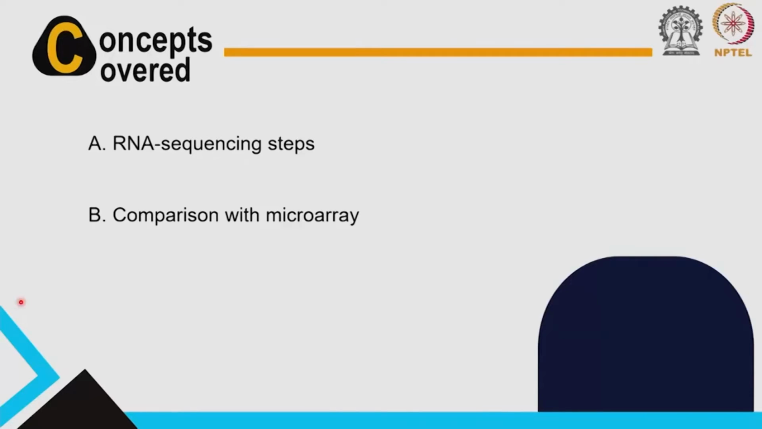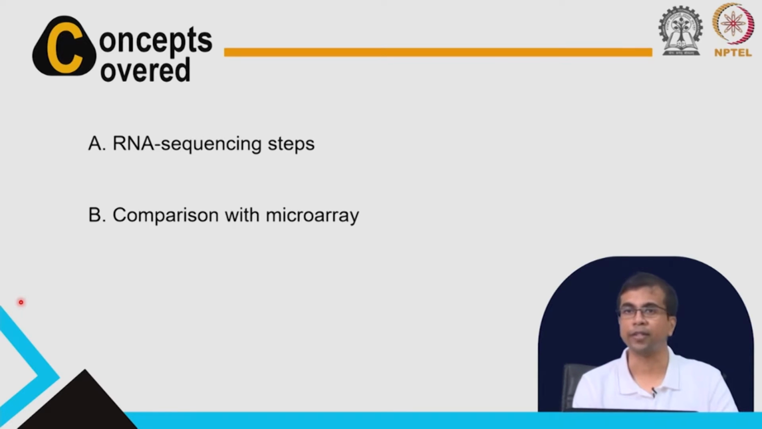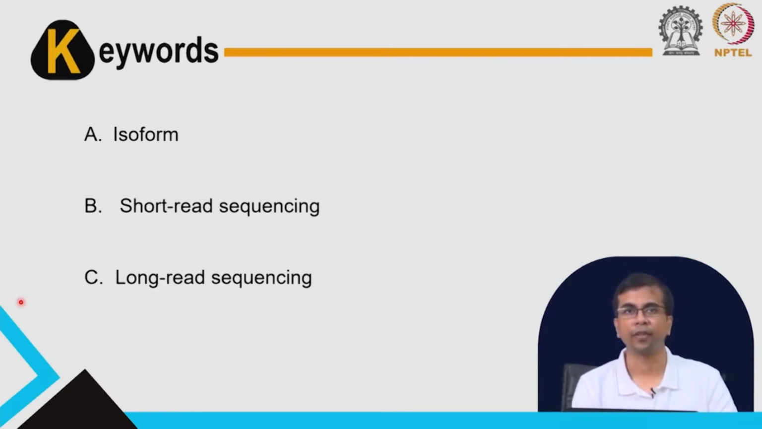In this class, we will introduce what is RNA sequencing, different aspects of RNA sequencing and what are its advantages over the earlier methods. Okay, so, let us start. We will talk about these RNA sequencing steps in brief, and we will also compare with microarray and talk about advantages of this NGS based transcriptomic analysis. These are the keywords we will come across: isoform, short read sequencing and long read sequencing.